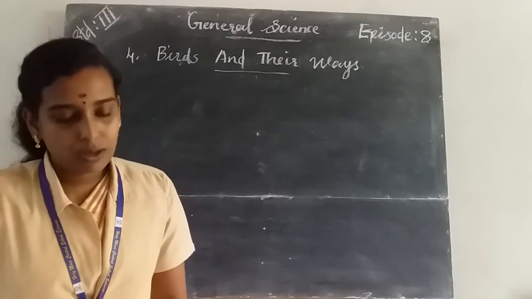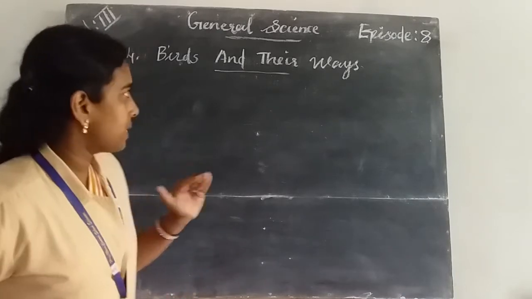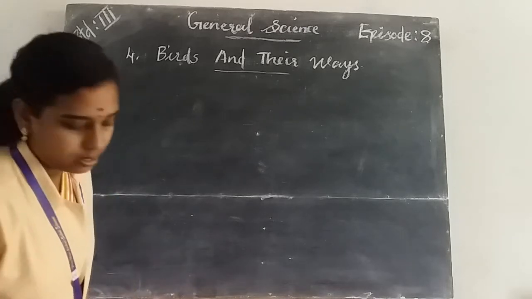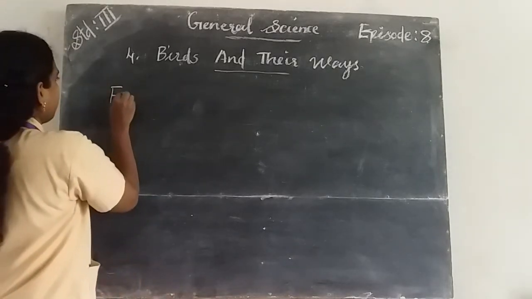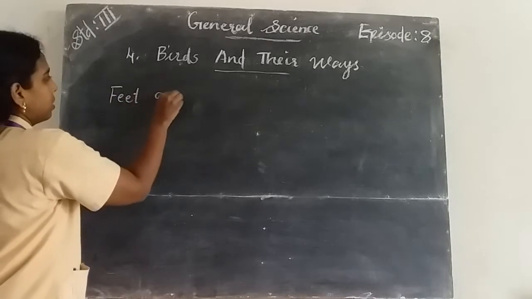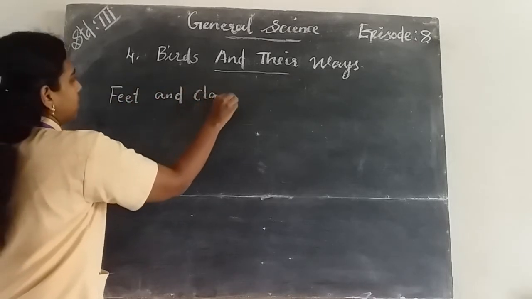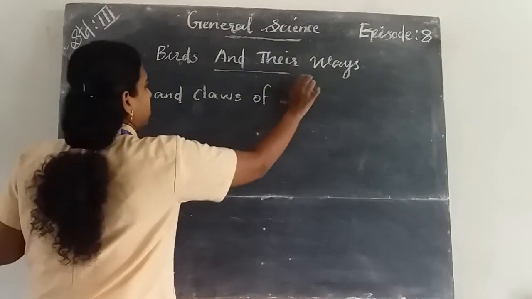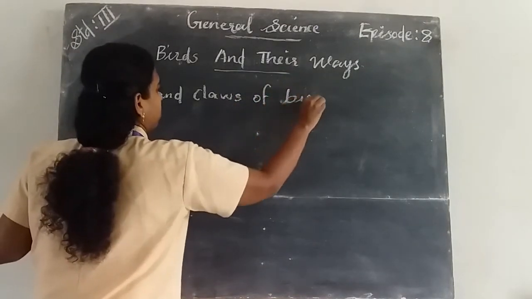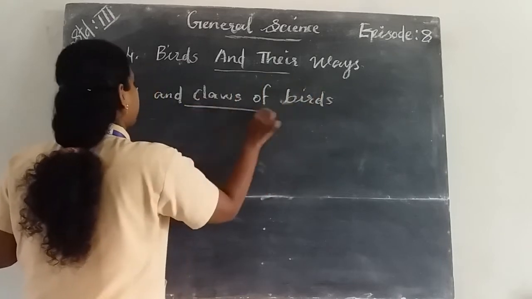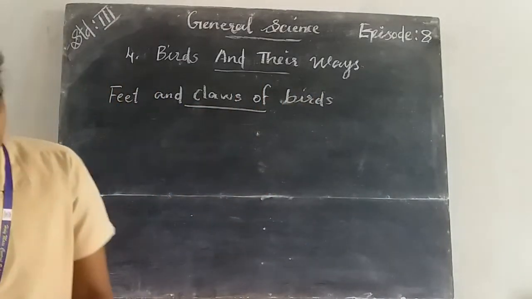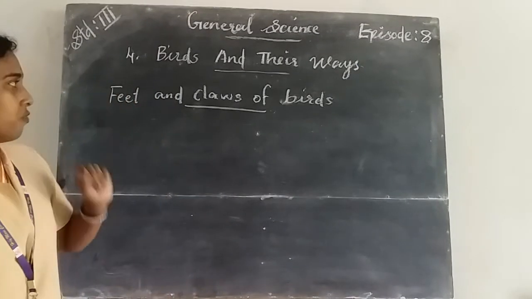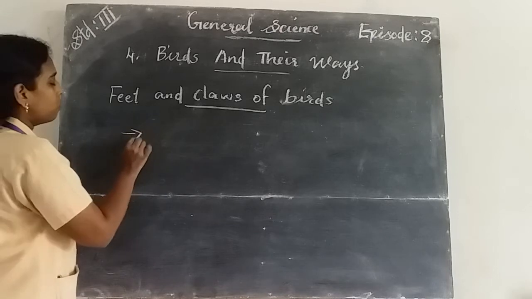So today we are going to start our next topic from the same chapter, that is feet and claws of birds. Okay, so the feet and claws of birds, which means all birds have 2 feet.